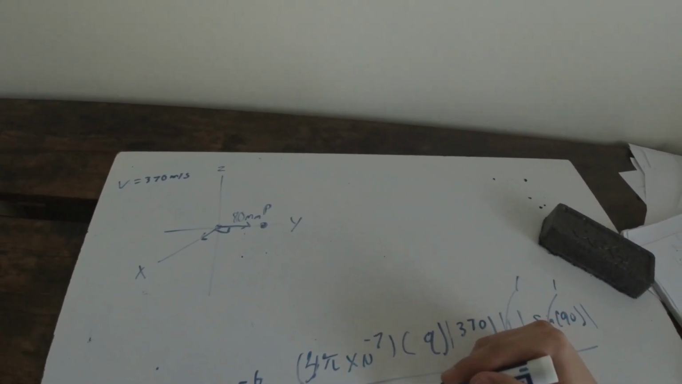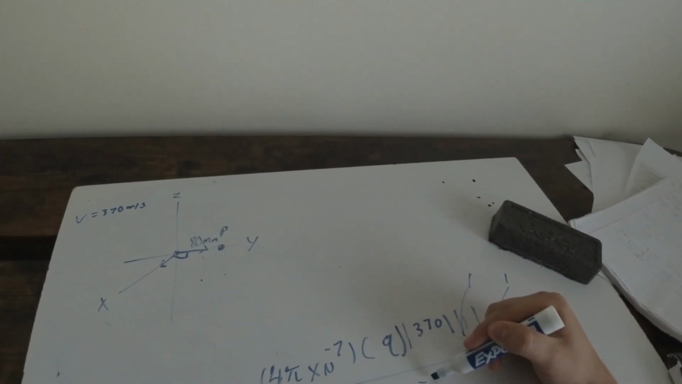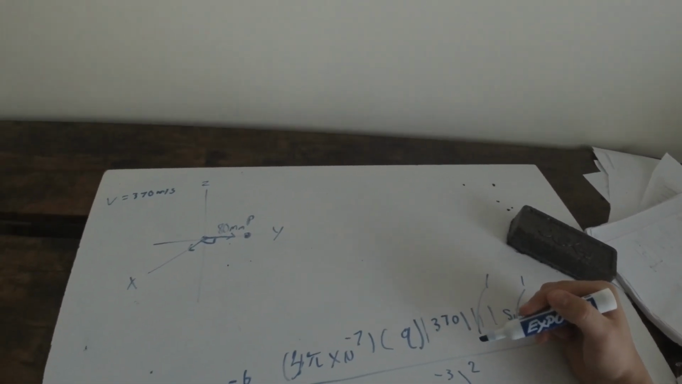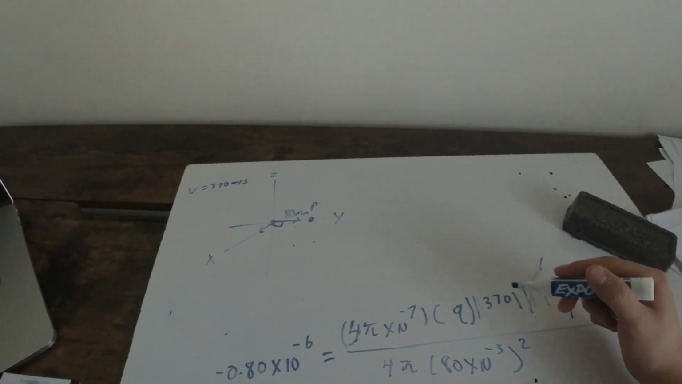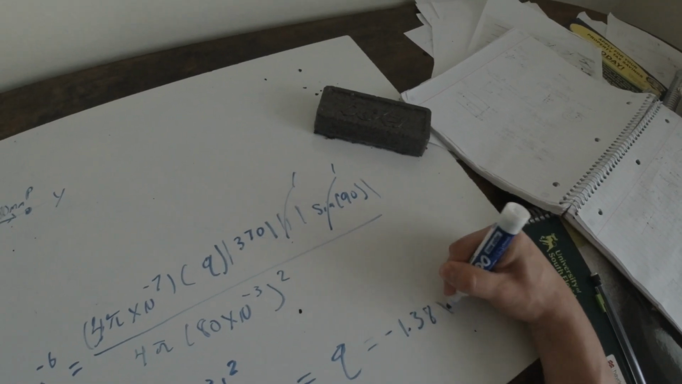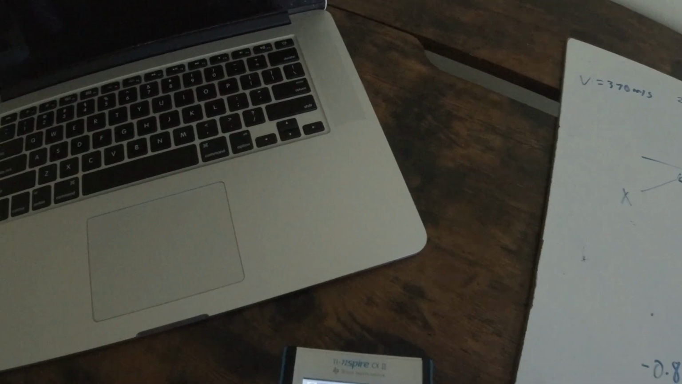and the radius squared, which is 80 times 10 to the negative 3 squared. And then we just have to isolate Q. So negative 1.38 times 10, I believe it was to the negative 4. Let me see. 1, 2, 3, 4, yes.